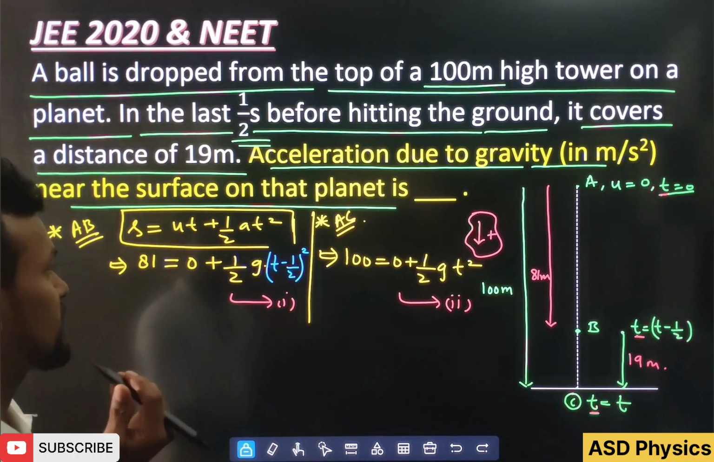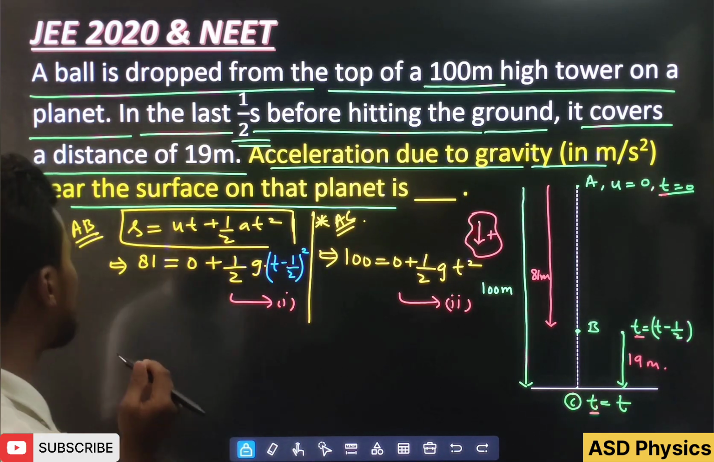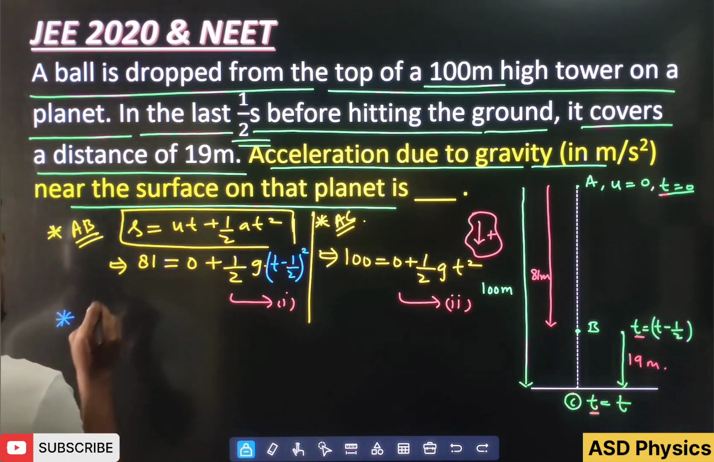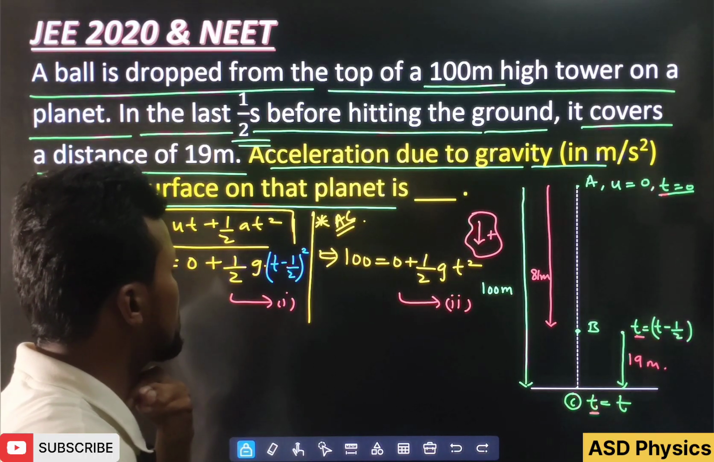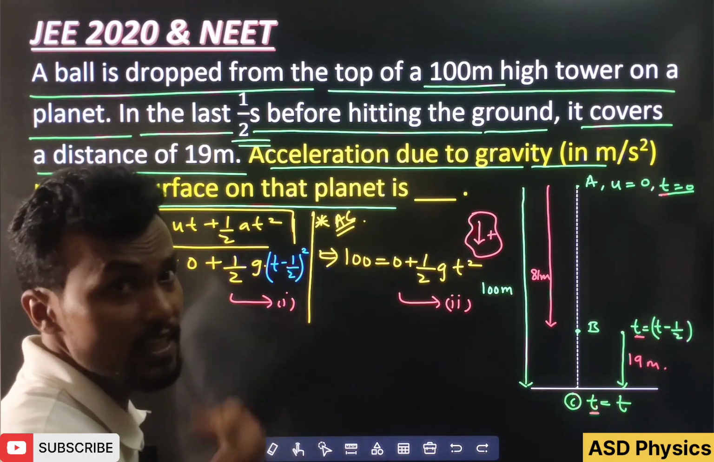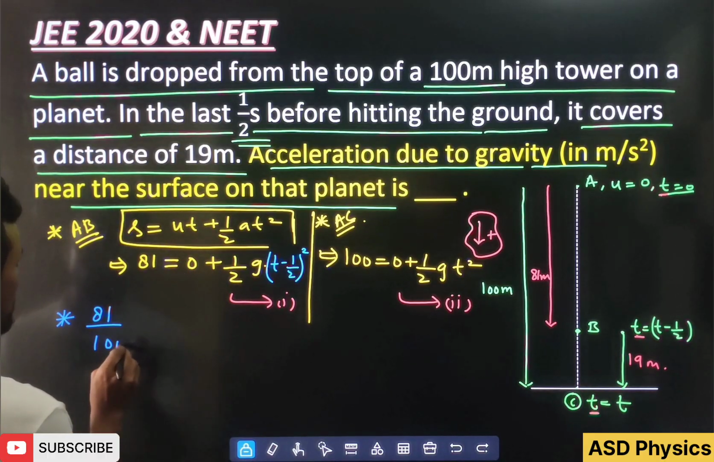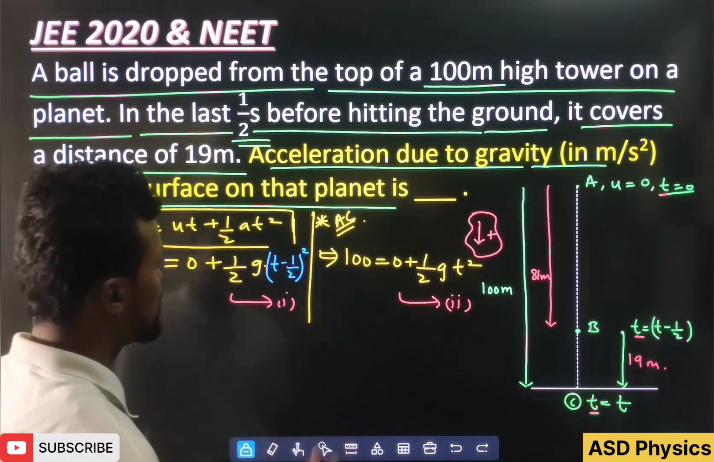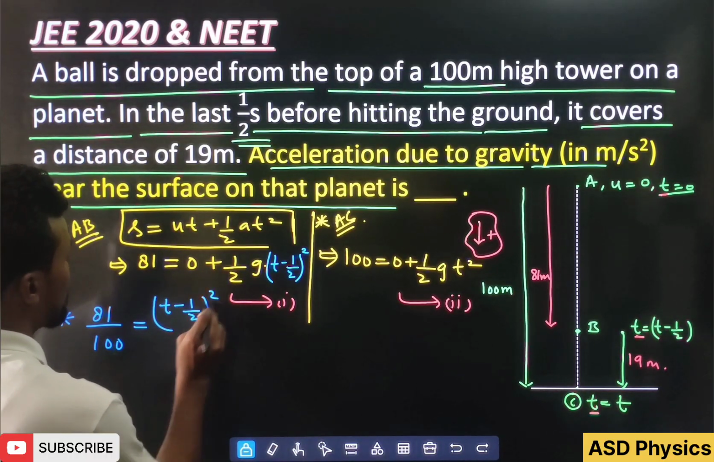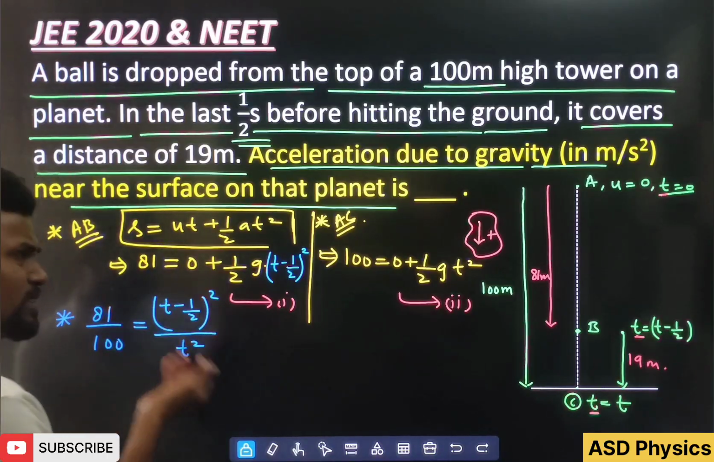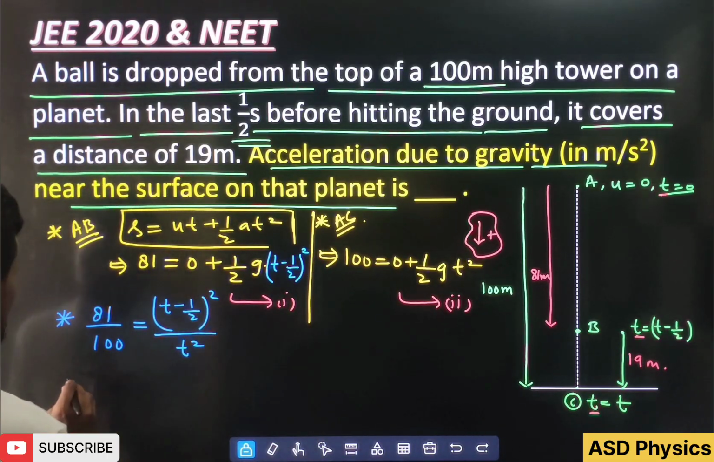Now we have to get the value of what? We have to get the value of G. Okay, so what we can do here? So these two equations we have, and we need the value of G. Anyhow we have to eliminate the t. Okay, so let's see here, how can we get it? Let's divide the equations. 81 by 100 is equal to half G, anyhow cancelled. It will become, yes, t minus half whole square by t square. We'll get the value of t, we'll put it here, and we'll get the value of G also. Okay, that is the easiest possible way.